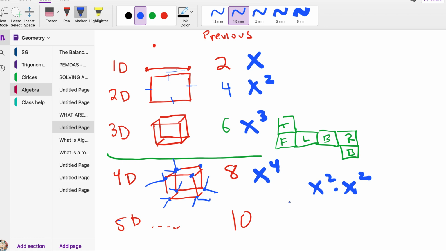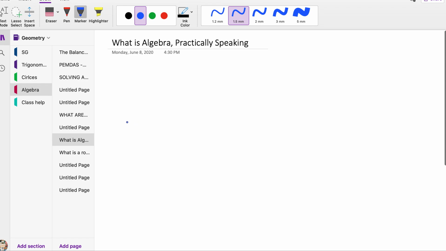So it's interesting, just sort of like in writing, you can sometimes imagine things with your writing that haven't been created in the world yet. And yet we can do the reverse. We can describe things that have been created in the world. So let's take this idea and talk more about what algebra might be if we're looking at it practically speaking.